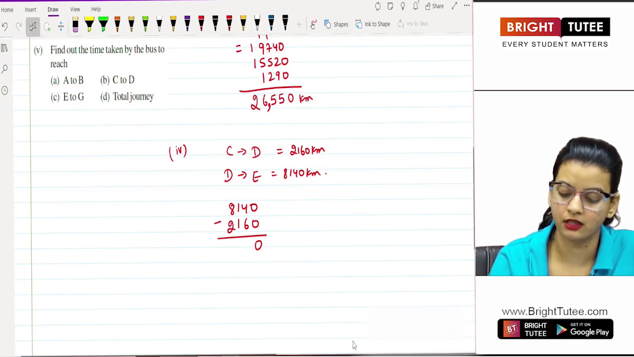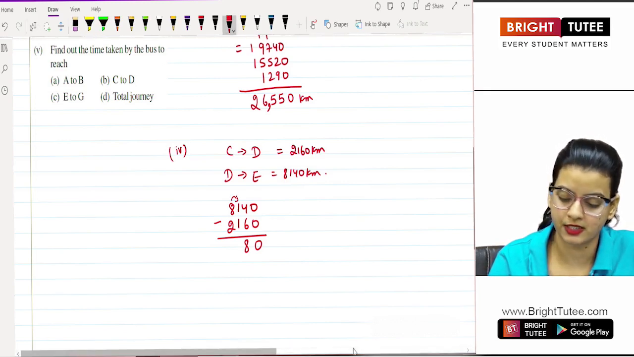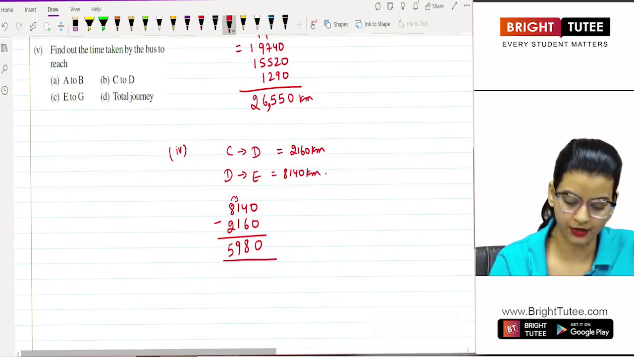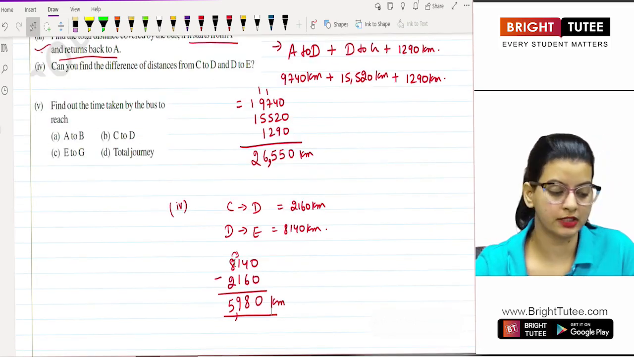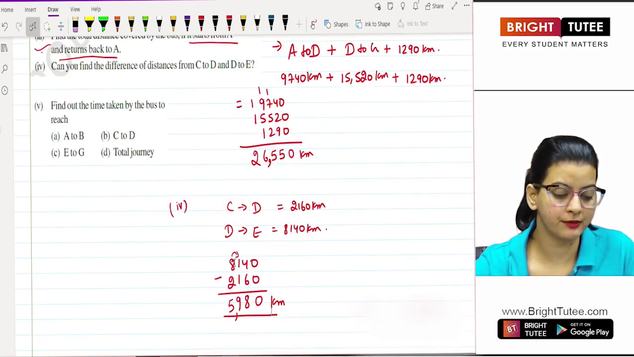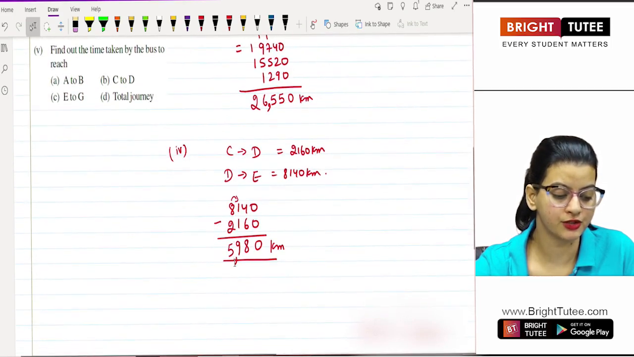So this is 14. Okay, 14 minus 6 is 8. Now this becomes 0. Okay, and then we again borrow 1 from here. So this becomes 10. 10 minus 1 is 9, and this becomes 7, and 7 minus 2 is 5. Okay, so this is 5980 kilometer.